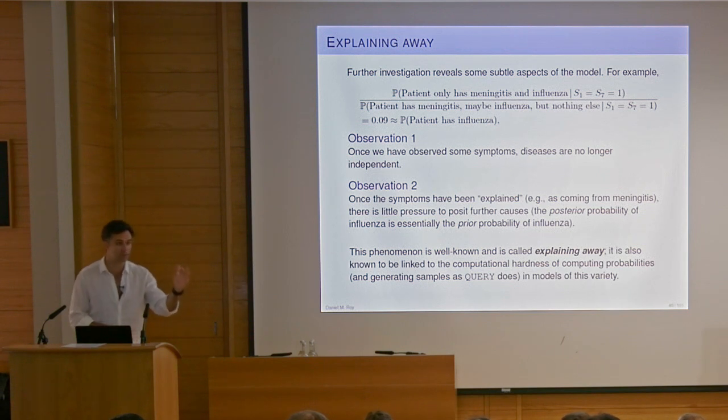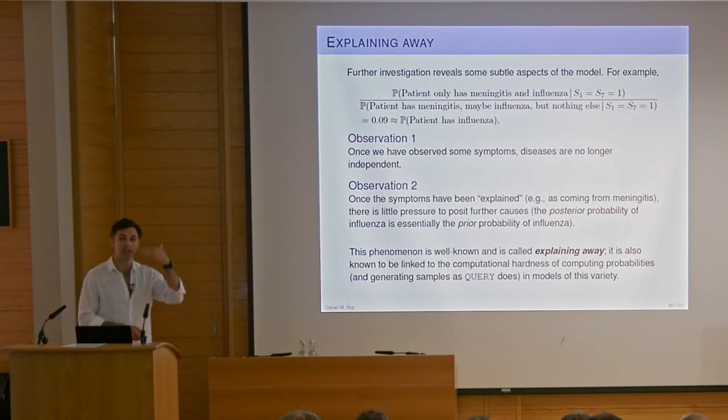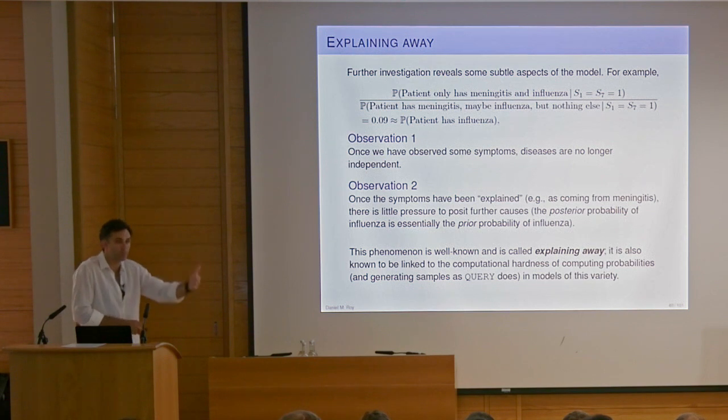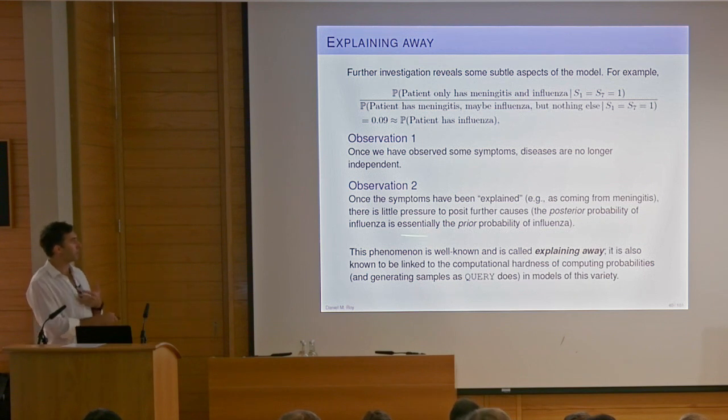Now, flu is an explanation for sore neck and fever. But what's going on here is meningitis already explains those symptoms. And so the model does not need to find another explanation. And flu is sufficiently unlikely on its own that it's too costly to posit that it's piling on and explaining symptoms which you've already explained. All right, so that's the second observation here. And that phenomenon of explaining away is kind of fundamental.